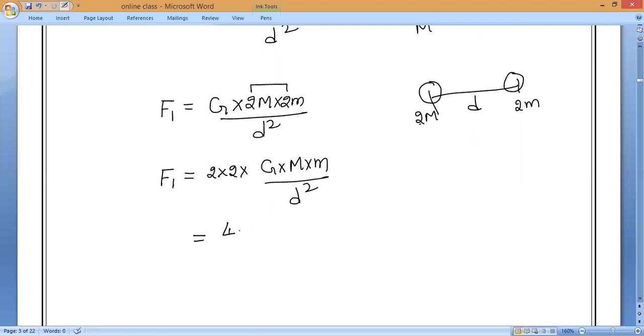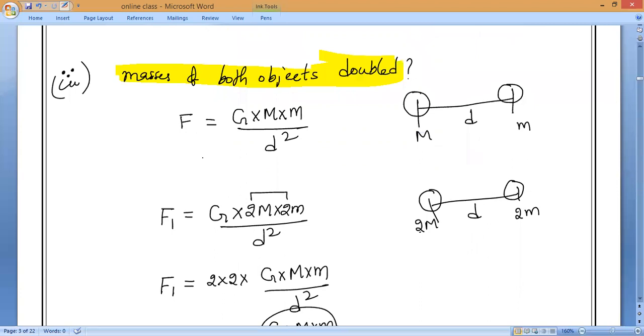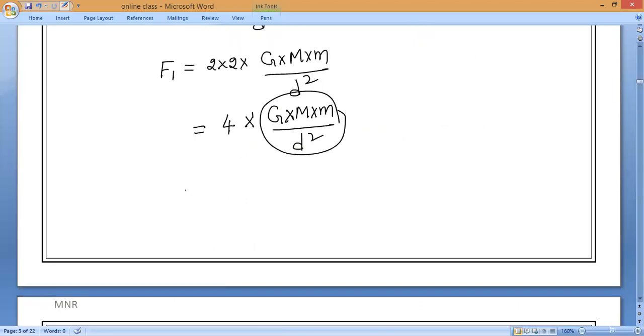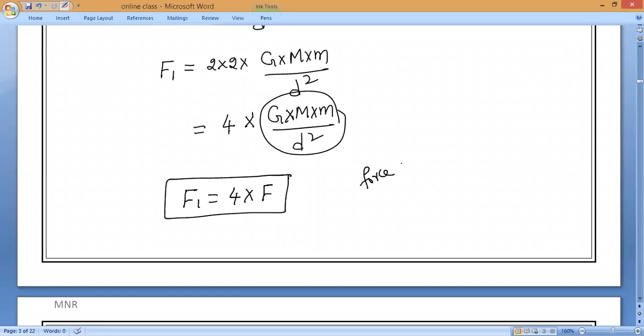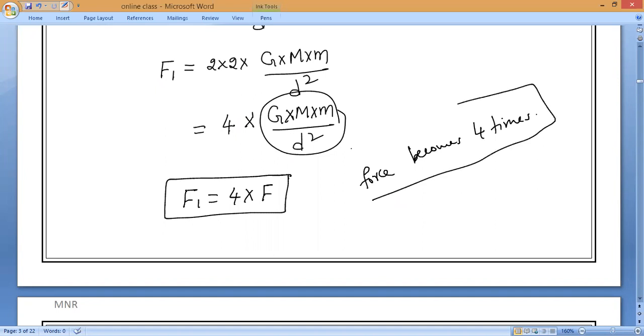So 2 twos are 4, 4 into capital G into capital M into small m divided by d square. This entire thing is equal to what, guys? It is equal to F. So F1 is equal to 4 into F. So if the masses of both bodies become double, then the force increases how many times? Everybody? Force becomes 4 times. That is what will happen. Everybody, finish it till here.